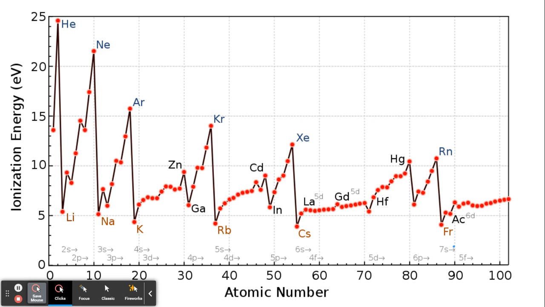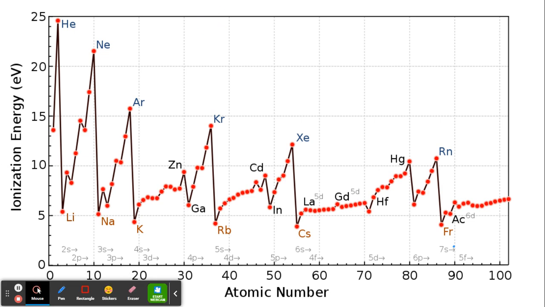Okay, then let's look across a group. So here would be lithium, beryllium, boron, carbon, nitrogen, oxygen, fluorine, and neon. So that's across our second period. And we see that in general, ionization energy increases across this period. And this is the trend you saw in grade 11, but we didn't talk about these little blips. Let's see what's going on with those little blips.